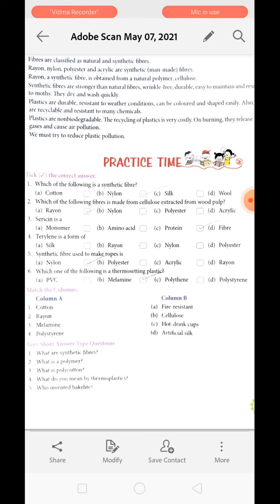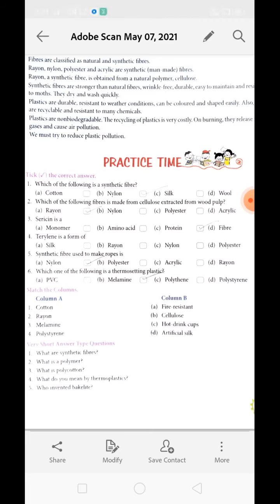Now third question, sericin is a dash: monomer, amino acid, protein or fiber. So sericin is a protein. So protein should be your answer. Understood? Now fourth question, terylene is a form of polyester. Terylene is a form of polyester. So your answer should be D.